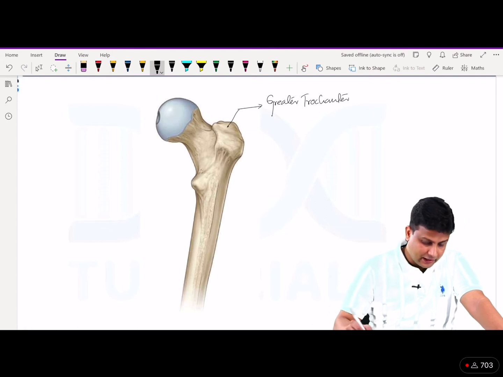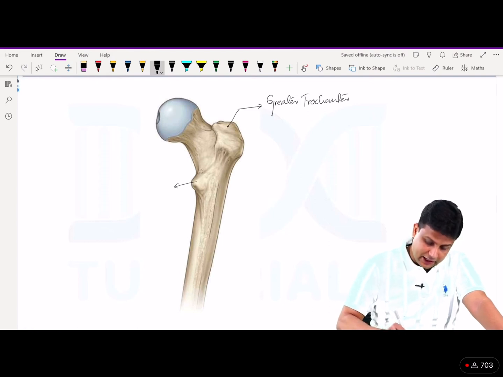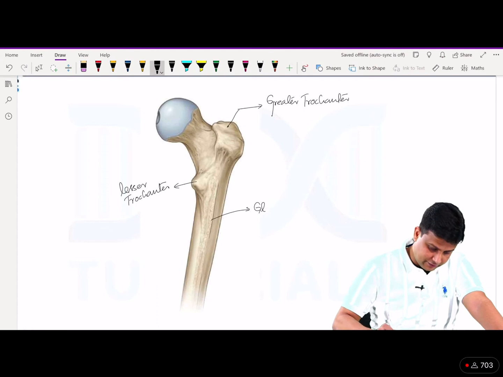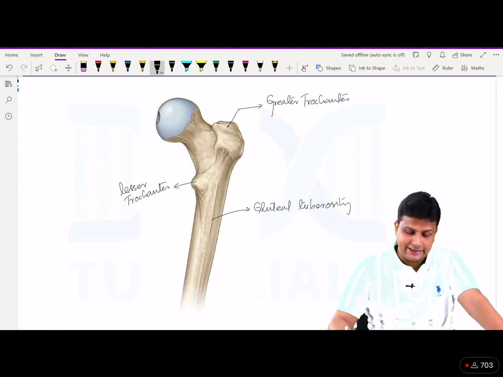Greater trochanter. And this one here will actually be the lesser trochanter. Apart from that, you will also have a tuberosity here, and this tuberosity is referred to as the gluteal tuberosity, guys. So there is a greater trochanter, a lesser trochanter, and a tuberosity, which will be the gluteal tuberosity.